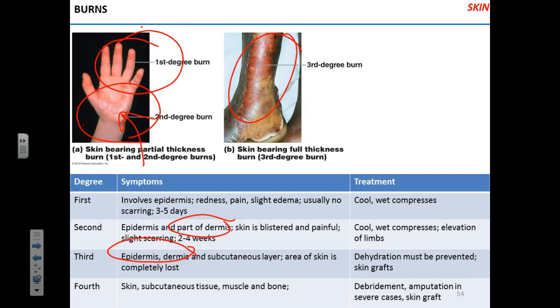The fourth degree burn is pretty much when tissues become charcoal. In fourth degree burn, everything all the way down to the bone is affected. There is no restoration of it, usually amputation. Sometimes debridement may help if it's not extremely severe. Skin grafts may help to cover the affected area, but the underlying tissues, as I mentioned, are going to be lost.